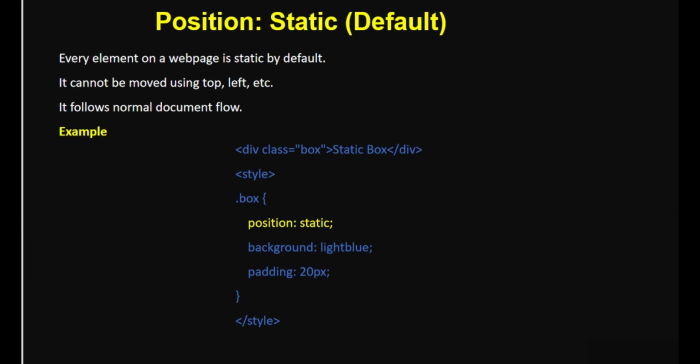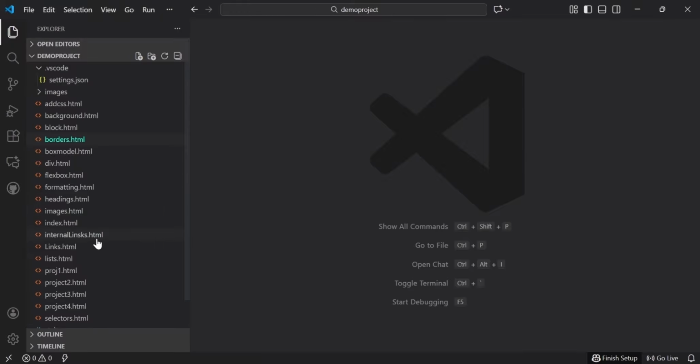It cannot be moved using top, left, etc. It follows normal document flow. As you can see in the below example, no top or left position is applied. To demonstrate static position in VS Code, let's create a new HTML file.